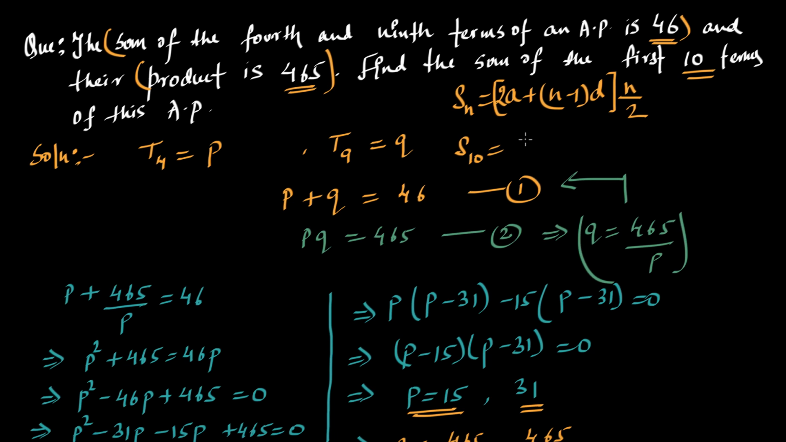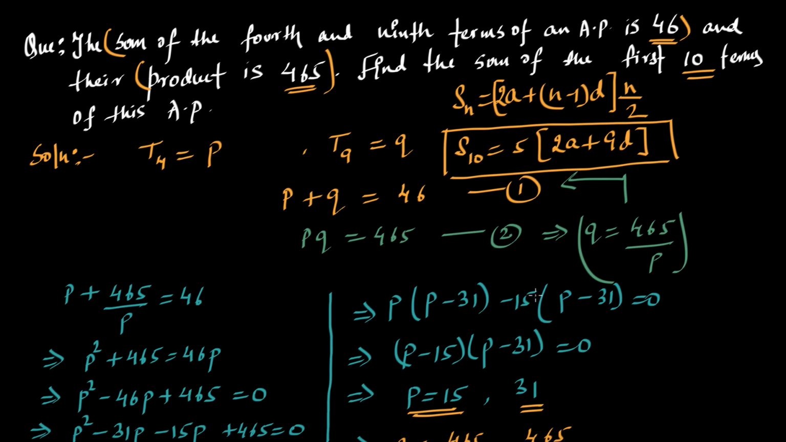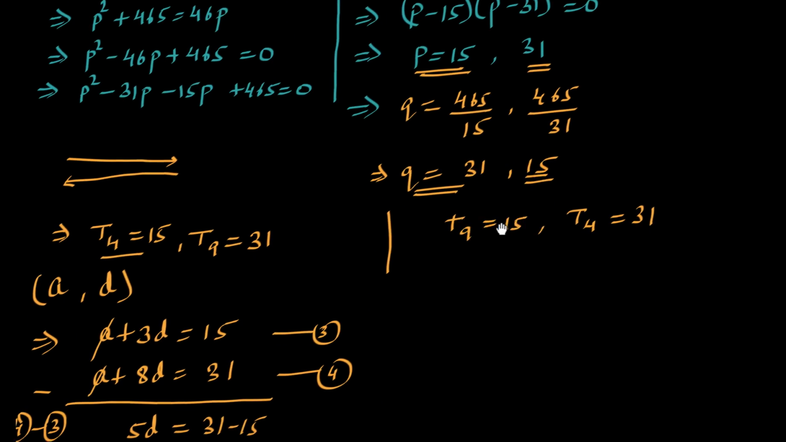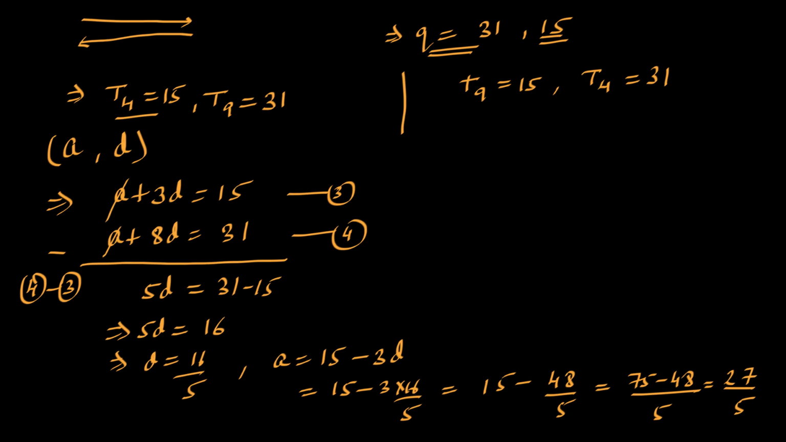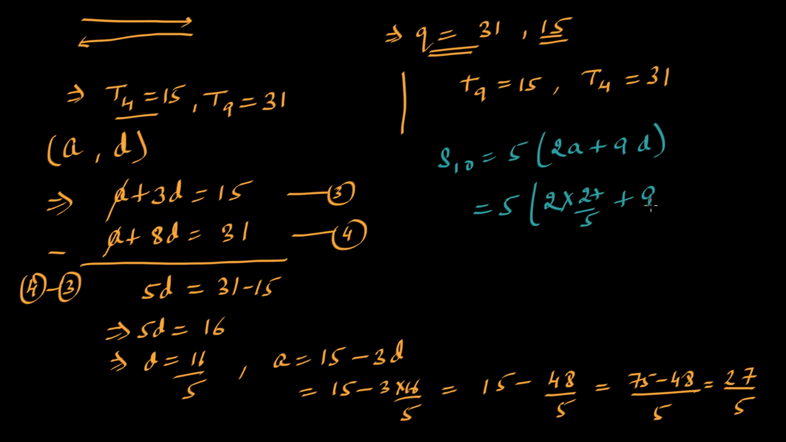So S10 will be equal to 10 by 2, that is 5, (2A plus (10 minus 1), 9D). So we need to find this value, basically 5 into (2A plus 9D). Now let us see what value we will be getting here. So we have A, we have D. S10 will be equal to 5 into (2A plus 9D). This is the value that we'll be needing here. So 5 into 2 into A, the value of A that we got here, 27 divided by 5, plus 9 times D. Now D is 16 by 5.